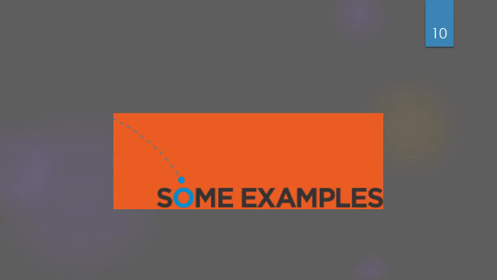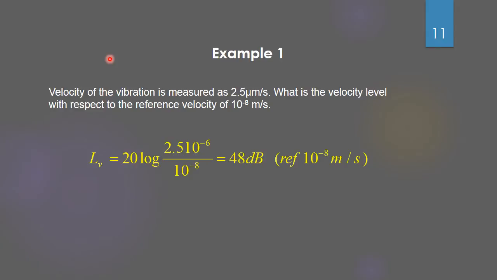Let's take some examples now. It says that the velocity of vibration is measured as 2.5 micrometers per second. What is the velocity level with respect to the reference velocity of 10 to the power minus 8 meters per second?